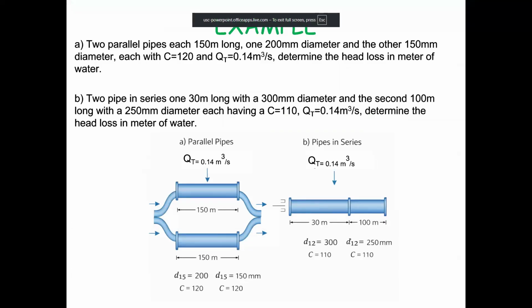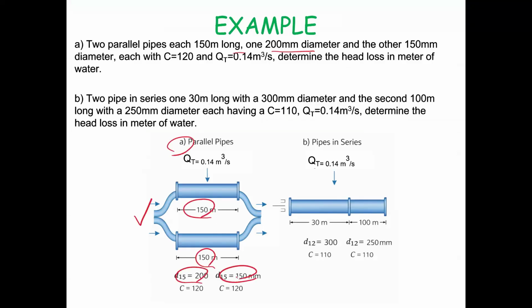Just before I start solving that, first of all, it says that I have two parallel pipes. Probably it's talking about a situation where each pipe has characteristics, the length and the diameter. The lengths are the same, the diameter differs, and it asks how much is the head loss. Next, you have two pipes in series, the lengths are different, the diameters are different as well, and it asks for head loss again.